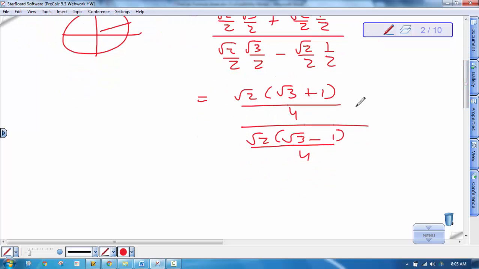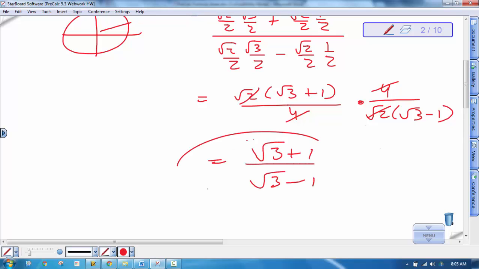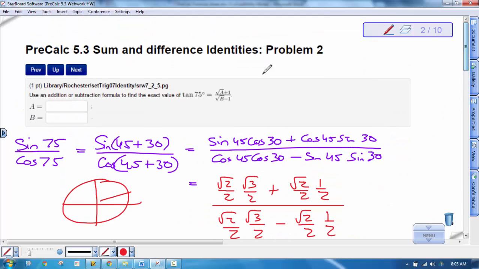Now instead of dividing by a fraction, I'm going to multiply by the reciprocal of this fraction, square root of 2 times square root of 3 minus 1. So I just move that up and flip it. So I can get rid of this, and then cancel this, and I'm left with square root of 3 plus 1 over the square root of 3 minus 1, which is the form they wanted it in. They're asking for a, which is 3, and b, which is 3.